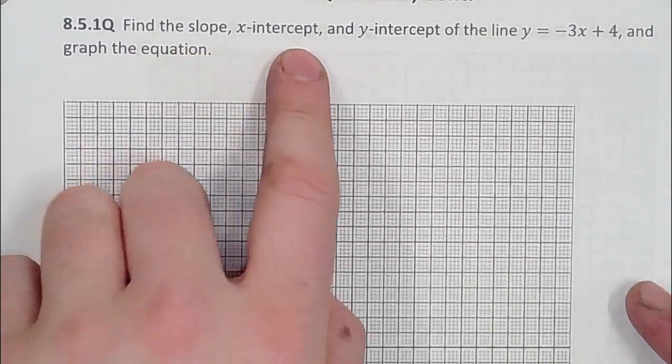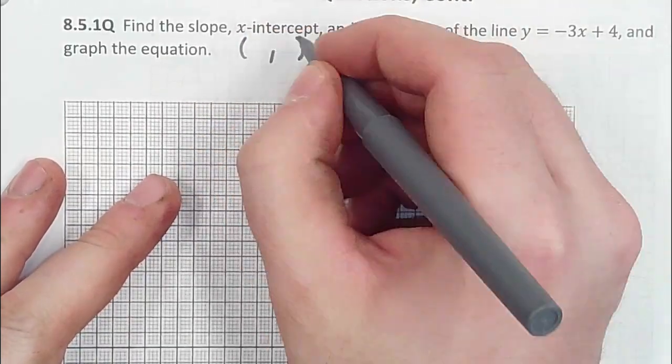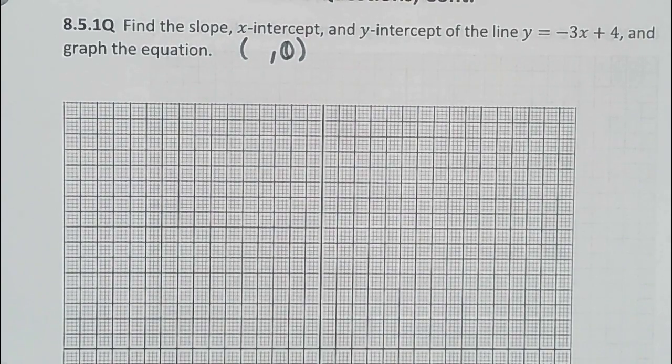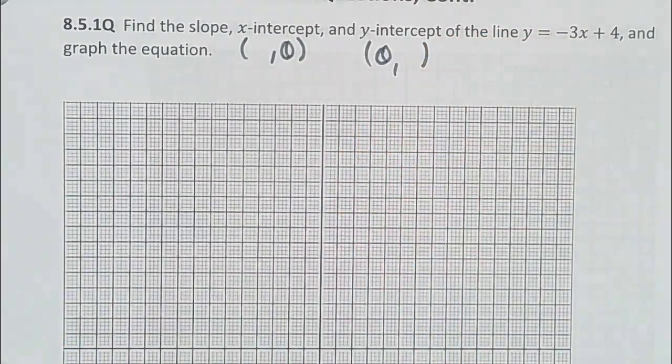Find the slope, x-intercept and y-intercept. X-intercepts all have something in common. They have 0 for y because they're on the x-axis, right? The y-intercepts have something in common. They all have 0 for x because they're on the y-axis, right? They're going to be up and down, not left and right.